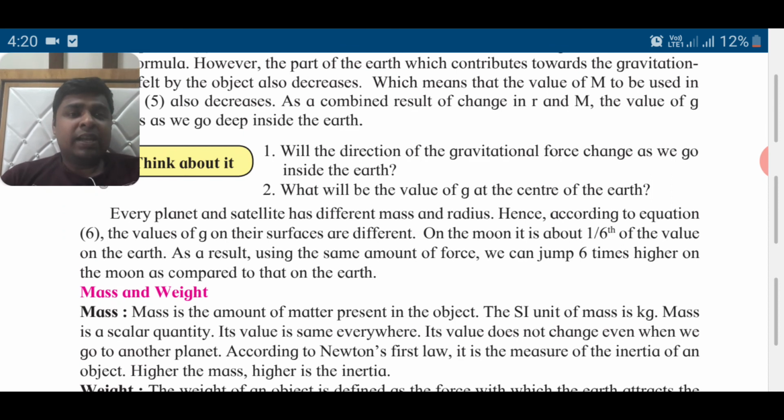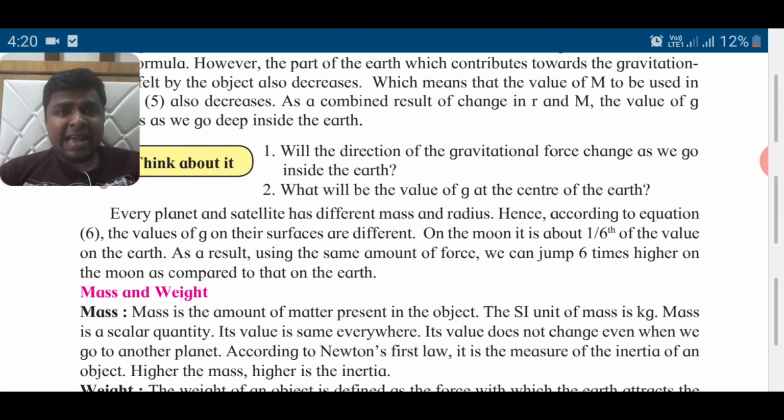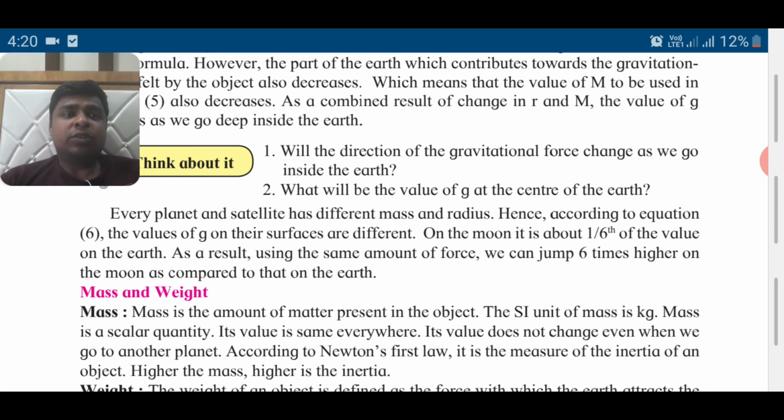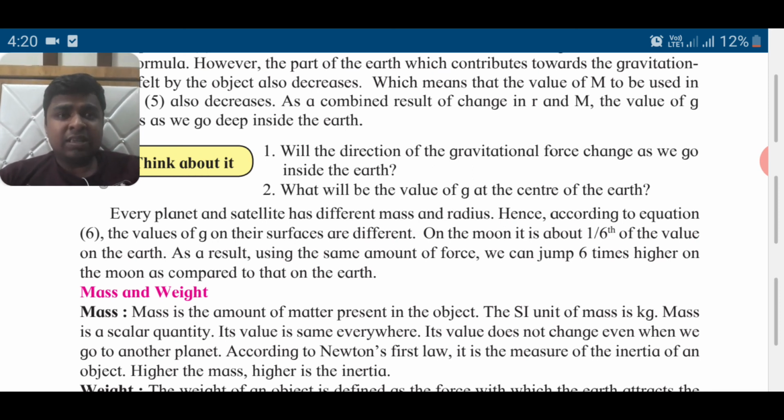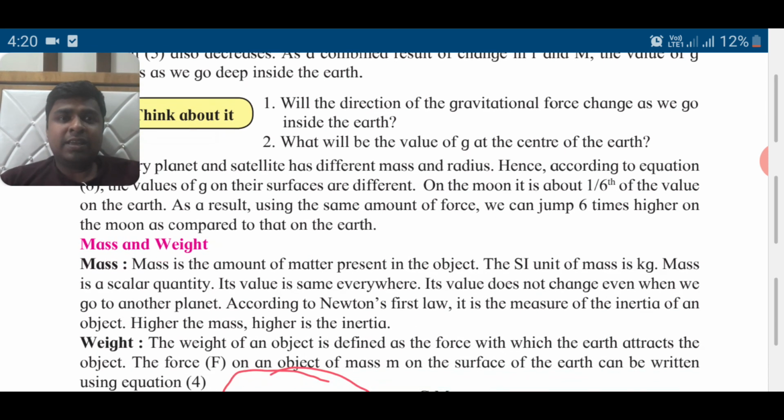Remember this. Now one more thing: the Moon has less mass than the Earth, so the value of gravitational acceleration on the Moon is 1/6 that on Earth. Remember this. So with the same amount of force, if we jump on the Moon, we will go higher and higher. They even say that if you jump high enough or with a lot of force, you can escape the gravitational force of the Moon and fly off into space.